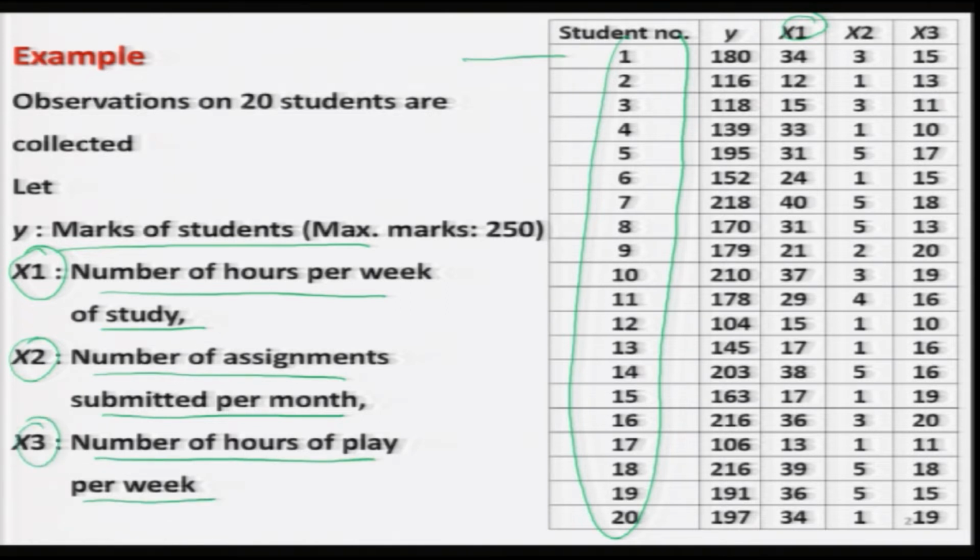And we have obtained this data. So, this data goes like this, that for the student number 1, the student has got 180 marks out of 250, and the student had studied 34 hours in a week. The student has submitted 3 assignments in a month, and the student has played 15 hours in a week, and the same information for student 2, student 3 up to student 20.